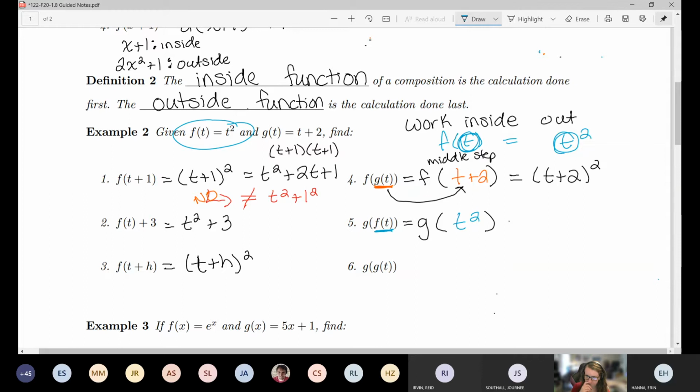I'll leave that teal there for a little bit, but then I might erase it because if people are looking at it later, they might not know what's going on. So now here we have g of t squared. So we want to plug in t squared into the function g. Well, g tells me that whatever my input is, it's that input plus 2. So if my input is t squared, we'll have t squared plus 2.